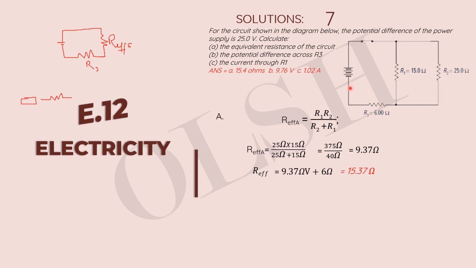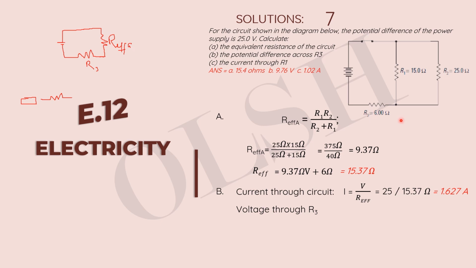And one way to find the current that flows through the circuit is to divide the voltage across this circuit by the resistance across the circuit. So the voltage across this circuit has been given as 25 volts, and the resistance across this circuit we have found to be 15.37. That's the effective resistance. So we're going to do that here as V over R effective. That will give us 25 divided by 15.37 ohms, and we're going to have 1.627 amps as the current that goes through the circuit, which is also the current that goes through R3.